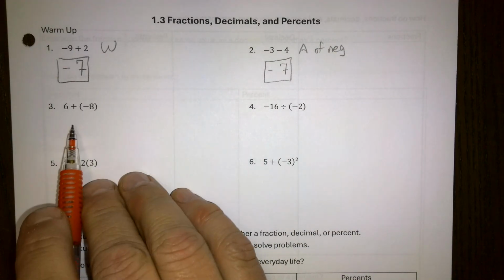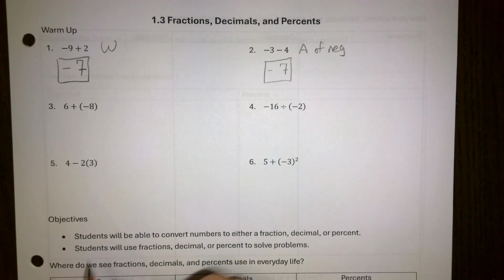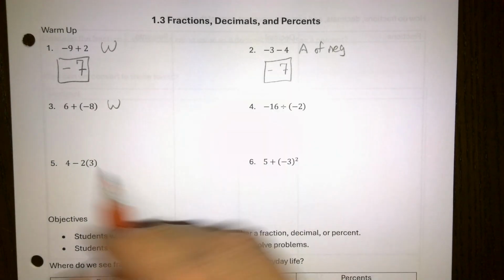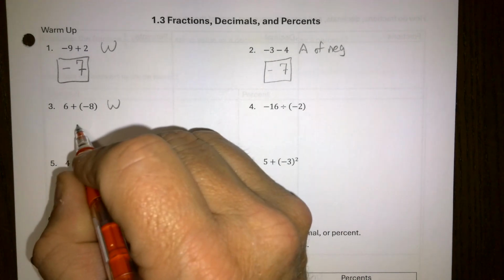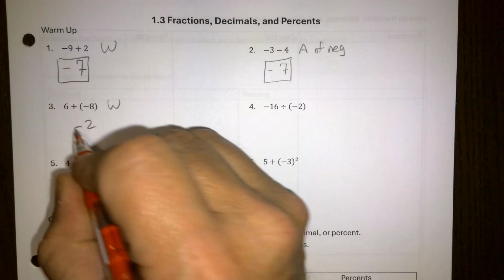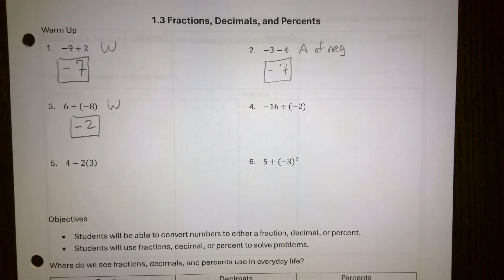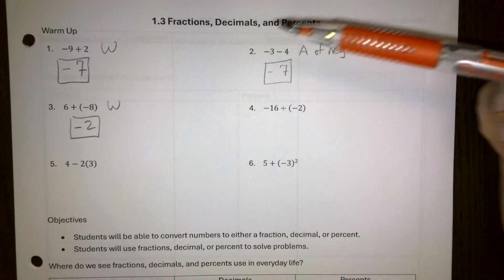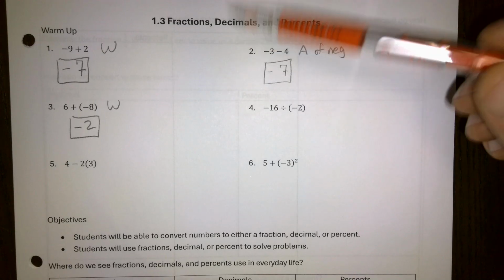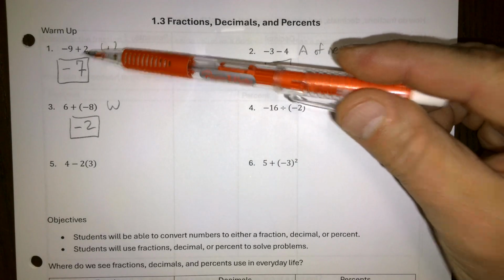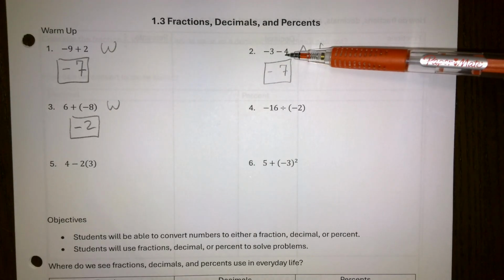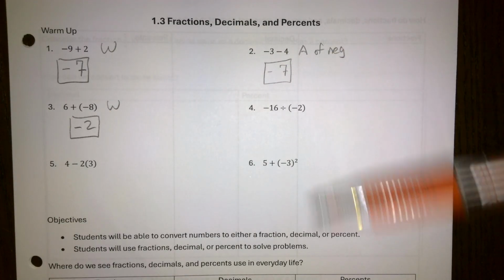All right, next we're going to go to number 3. Is this a war or an alliance? It is a war, and negatives are going to win. There are more negatives than positives, and if we do the subtraction, we get negative 2. Just a reminder, the pink cards that have the signed numbers rules, the wars and alliances, will remind you that if it's a war, you're going to subtract the numbers, and if it's an alliance, you should be adding the values together.